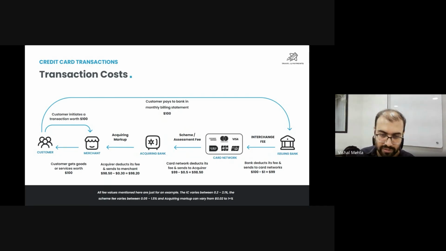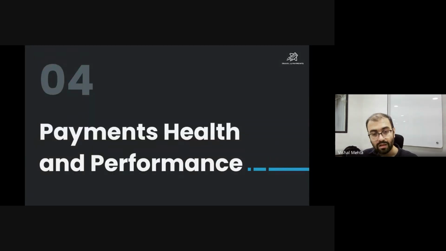Again, just to make it clear, all fee values mentioned here are just for an example. The interchange varies between 0.2 to 2.1%, and the scheme fees from 0.05 to 1.5%, right? Acquiring markup varies significantly. So that's about transaction costs.